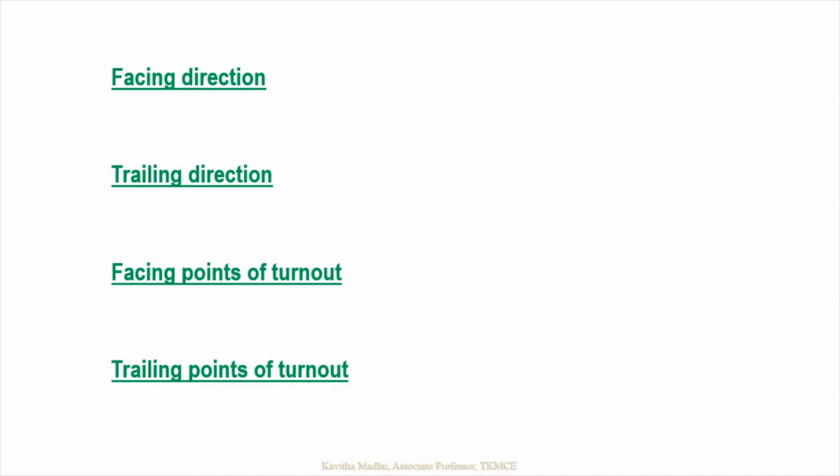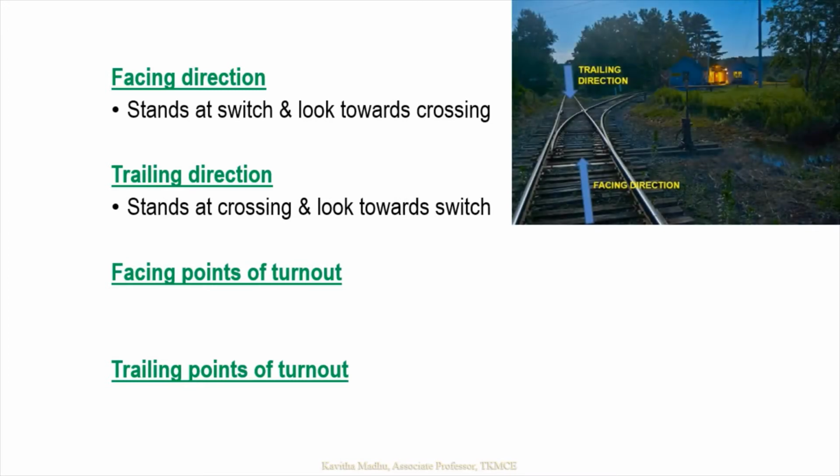So let's first see the facing direction and trailing direction, and I'll explain that with the help of this figure. Facing direction is, if a person is standing at the switch and looking towards the crossing, then that becomes the facing direction. The switch is the point from where the turnout starts deviating, and the crossing is the point where the two tracks cross each other. So you can see here two tracks, one is a main track and another is a diverging track. From the switch it starts deviating, and at the crossing these two tracks cross each other.